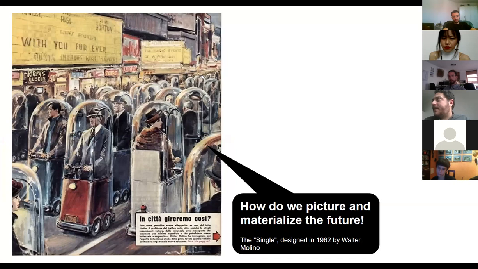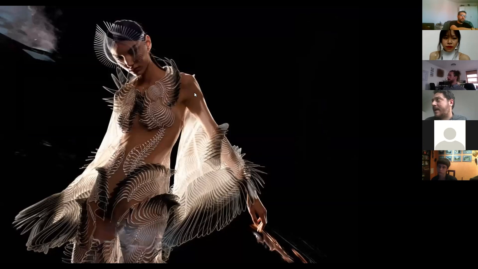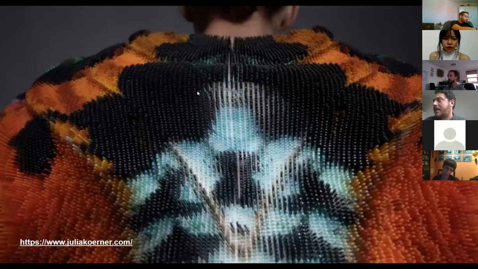So, speculating about the future and also learning from fashion, from designers like Iris van Herpen from the Netherlands, or the work of Julia Körner in Austria and Los Angeles. We're going to look into these examples, and in addition to the recorded video, we're going to share these slides with you so you can have a better idea of what we are looking for.